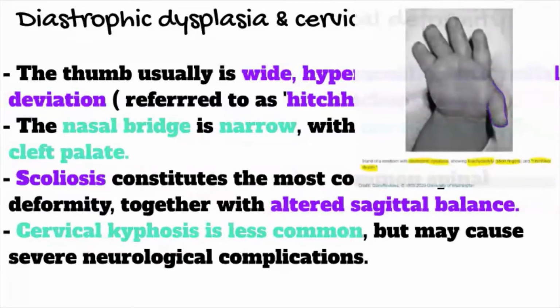This picture illustrates the hand of the newborn with dystrophic dysplasia showing brachydactyly, short fingers, and hitchhiker thumb.